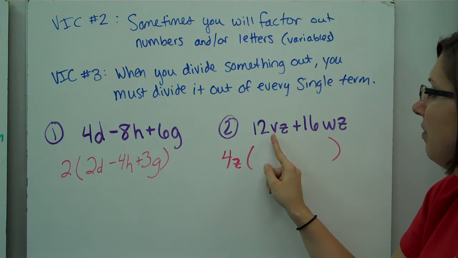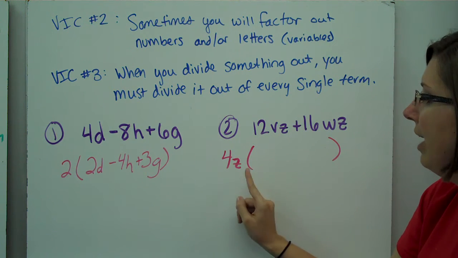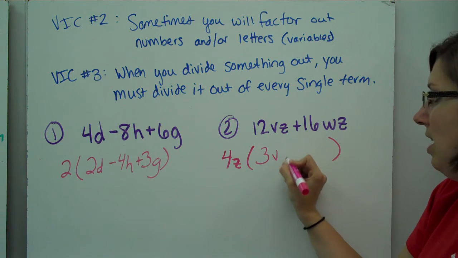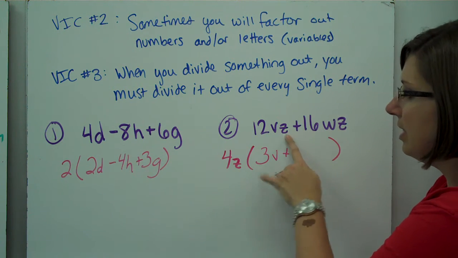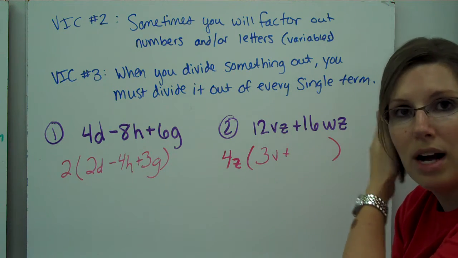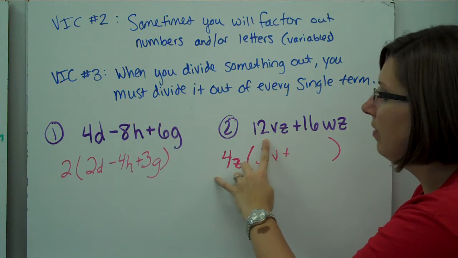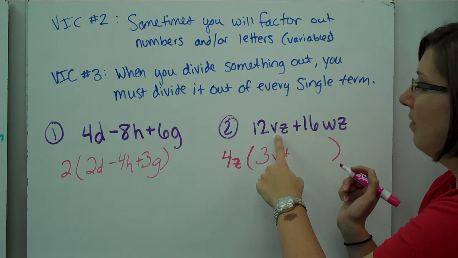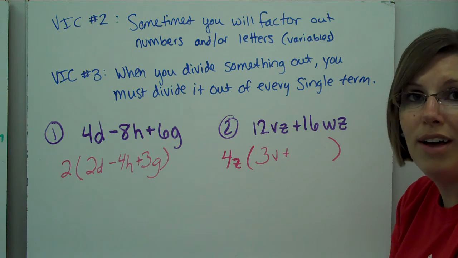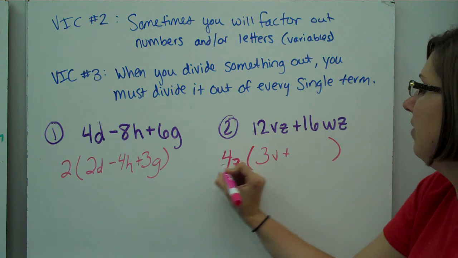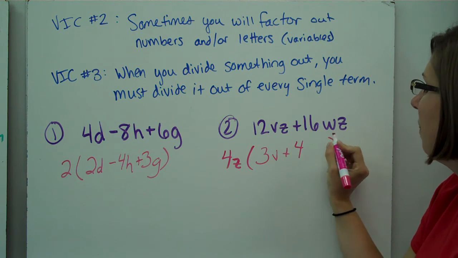So 12vz divided by a 4 and a z is just 3v. Because z divided by z is 1. That was that important concept we talked about. 12 divided by 4 is 3. And then, well, the v, there's nothing to divide the v out, so it stays inside the parentheses. 16 divided by 4 is 4.